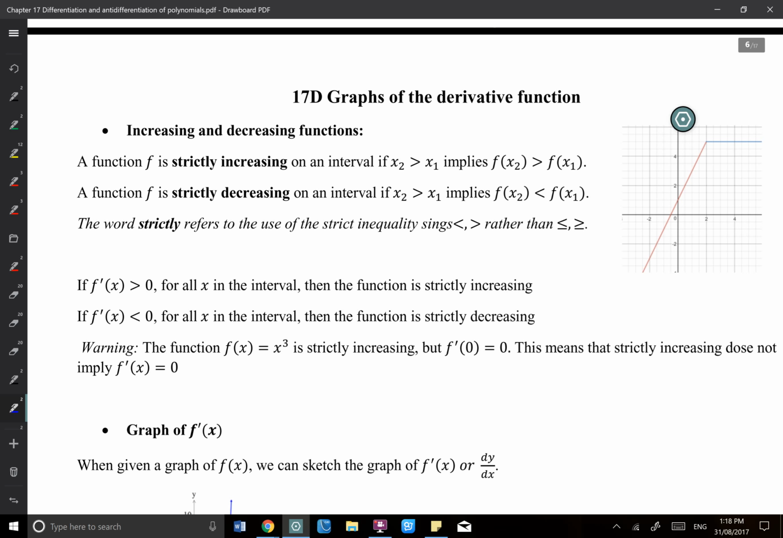First of all, I will go through a really important definition here, which is called increasing and decreasing functions. It is such an easy concept, but students keep forgetting something.